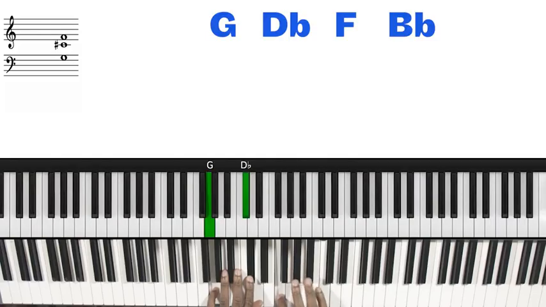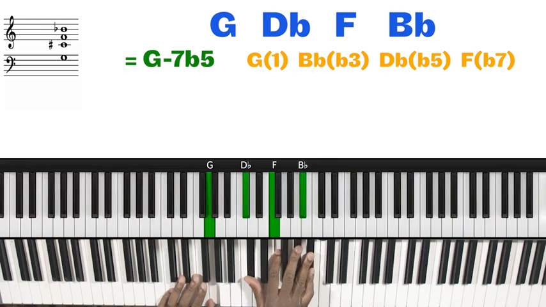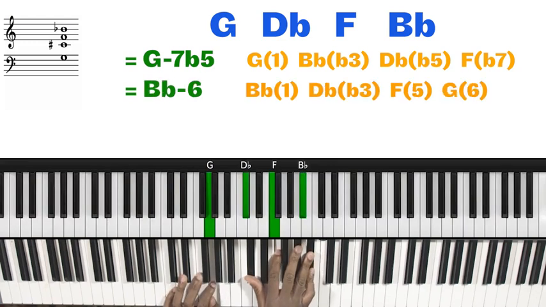And this is how rootless voicings can get a little tricky too. So if I take this group of notes that I just played, if we look at it closely, this group of notes can be labeled as a few different things. We can call it a G minor 7 flat 5. We can also call it a B flat minor 6, right? So the B flat would be the 1, the D flat would be the minor 3rd, F would be the 5, G would be the 6, right? It just looks a little funny.